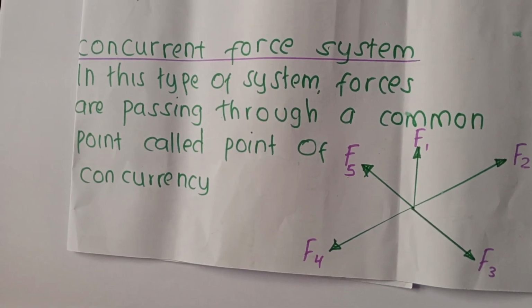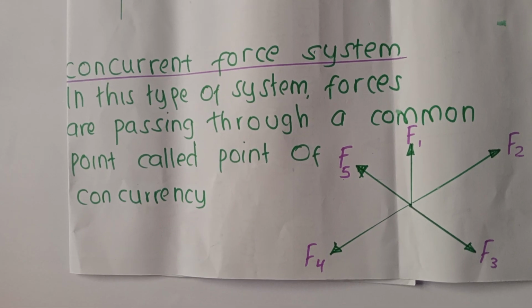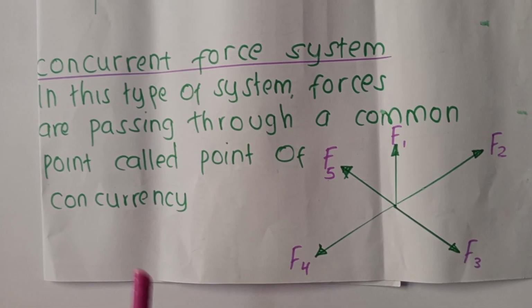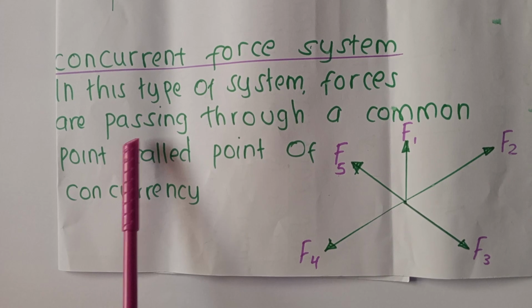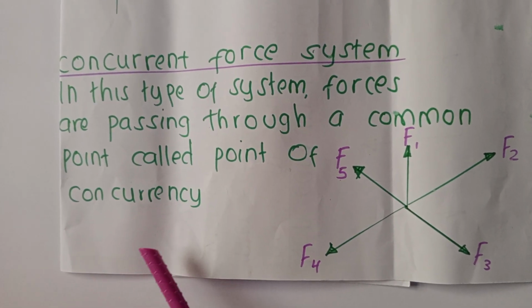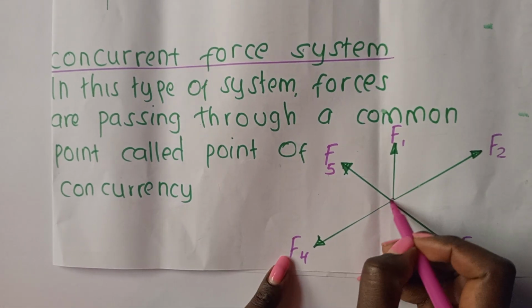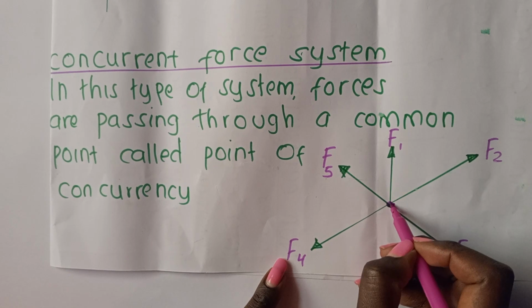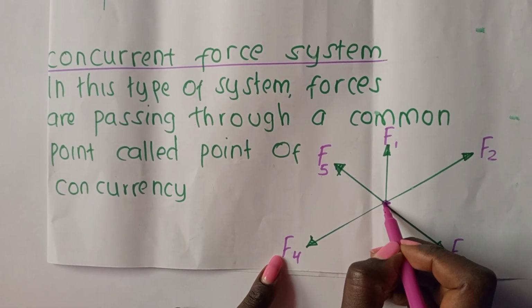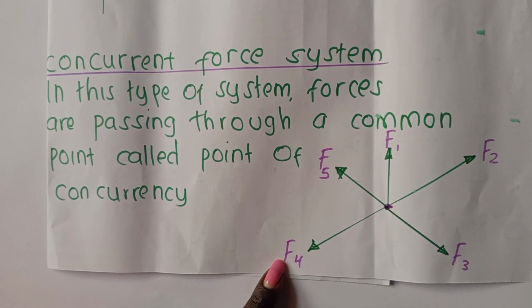Another type of force system is the concurrent force system. In this type of system, the forces are passing through a common point called the point of concurrency. If you observe my diagram, the point of concurrency is here. If they are passing through the same point, we term that force system a concurrent force system.